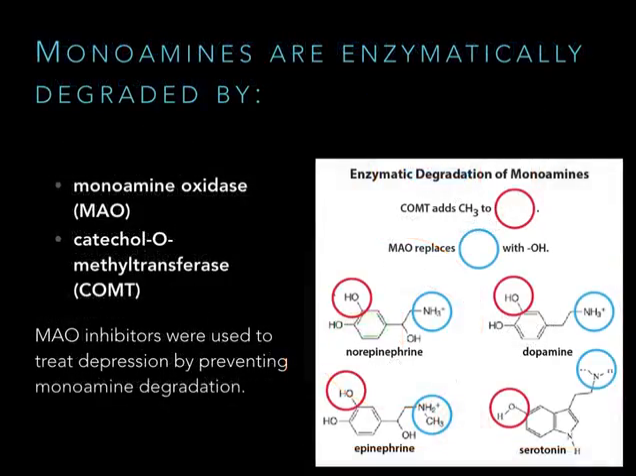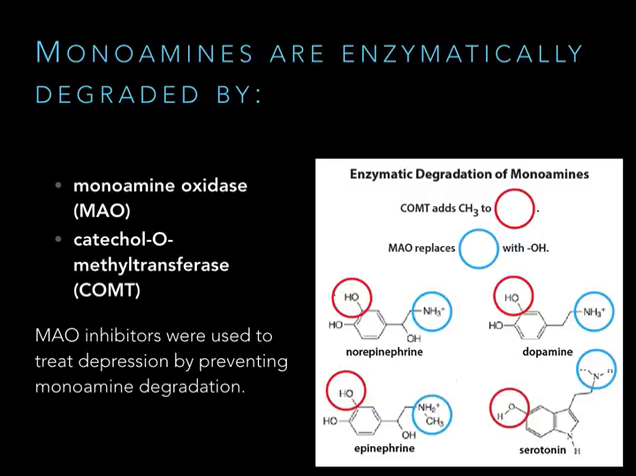Just as we have enzymes to create our monoamines, we also have enzymes to break down our monoamines. Monoamine oxidase is going to break down our monoamines, and then catechol O-methyltransferase is going to also break down our monoamines. They'll do so in different ways.